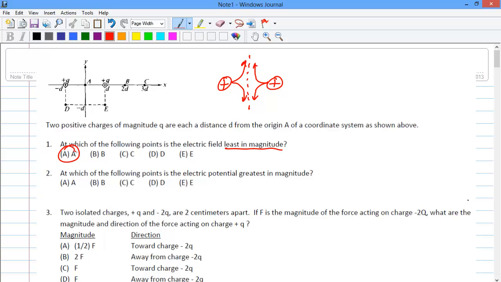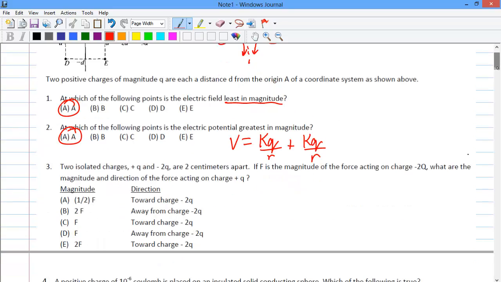Number 2 says, at which of the following points is the electric potential greatest in magnitude? We know that the electric potential is a scalar quantity, and it's just the sum of the two charges. So the place where R is the least for both of them would have to be at point A, because that is the shortest distance between the two. So that would give us the greatest potential.